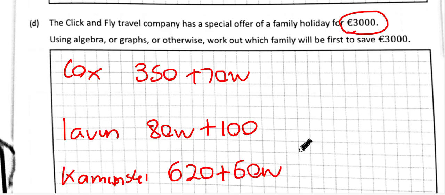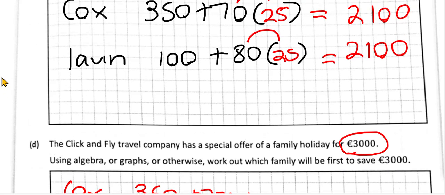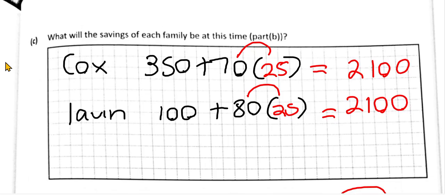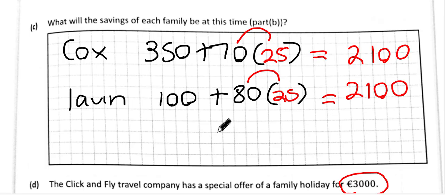Okay, now here's where our logic is at. You ready for our logic? Okay. We know what Cox and Lavin were at after 25 weeks. Would you agree with that? We know that Cox and Lavin were equal. Agreed? Out of Cox and Lavin, which one's saving more aggressively?